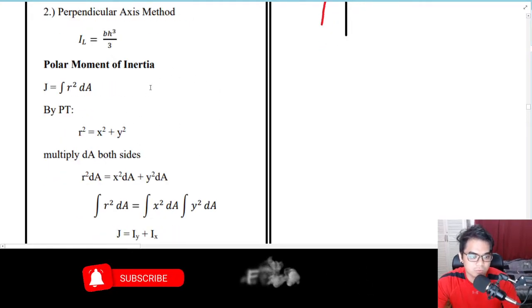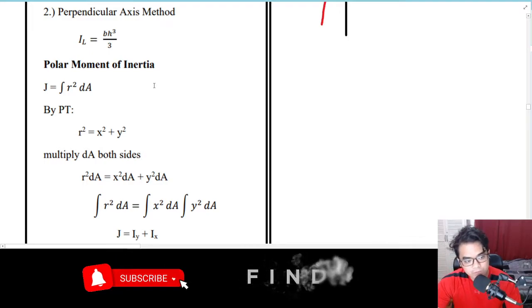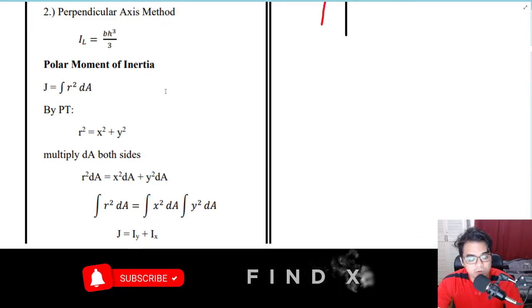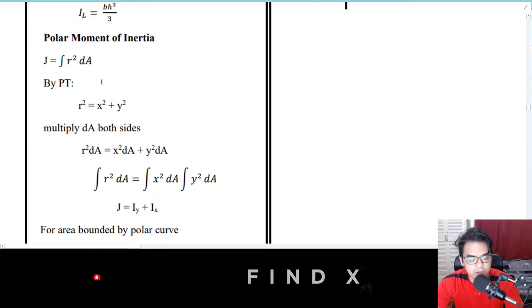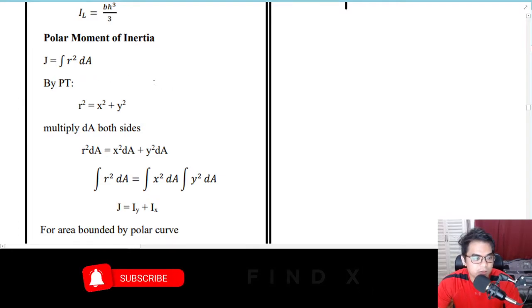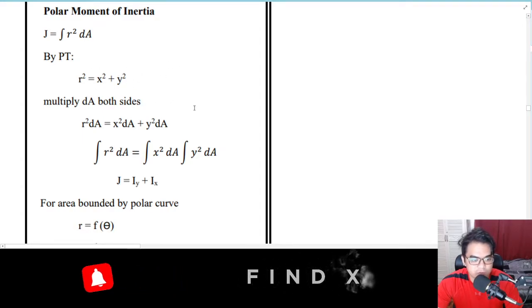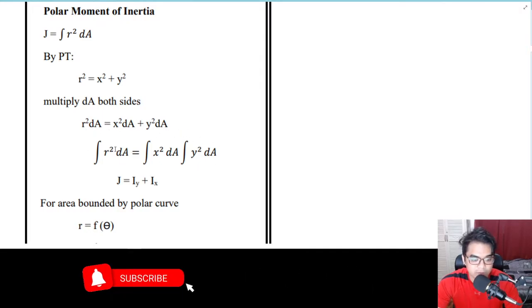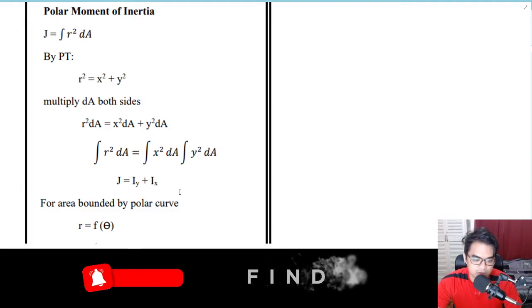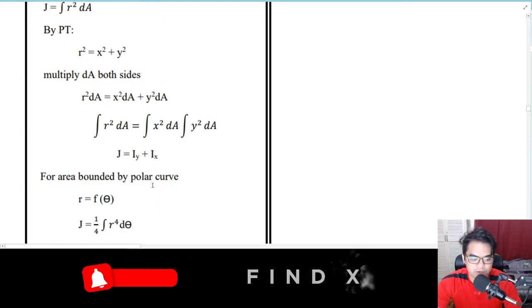If you encounter any polar moment of inertia, we'll be using polar coordinates. So J is equal to the integral of r squared dA. You get here, by the Pythagorean theorem, r squared is equal to x squared plus y squared. Multiply dA on both sides, and then take the integral of both sides. Then you'll have J is equal to I_y plus I_x.